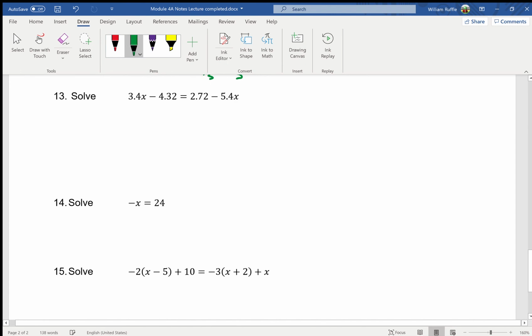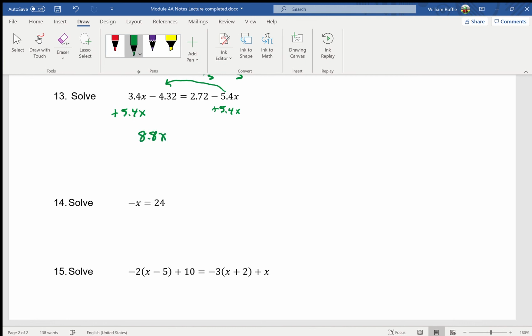Alright, so now, there's nothing on either side that I can combine. This has an x, this does not have an x, and both sides have a real number without a variable, and then the x variable. So, I'm going to want to bring this minus 5.4x over to the other side of the equation. So what's the opposite of subtracting? I'm going to add 5.4x. 3.4 plus 5.4 is 8.8x.